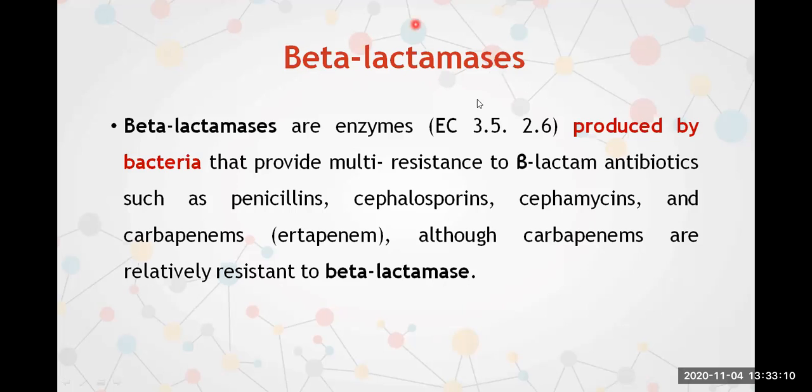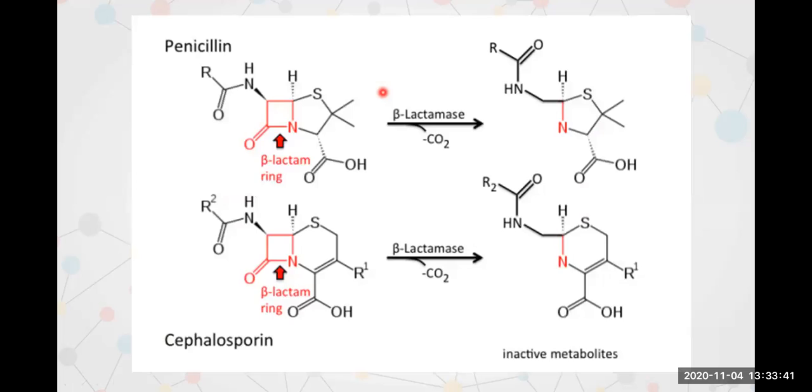And where are these enzymes present? These enzymes are not present in the human body. Okay, they are produced by the bacteria. So it is an interesting thing that bacteria produce these enzymes in response to the antibiotics. And once produced by the bacteria, this enzyme will break down the antibiotic and make the antibiotic ineffective. Are you getting me?